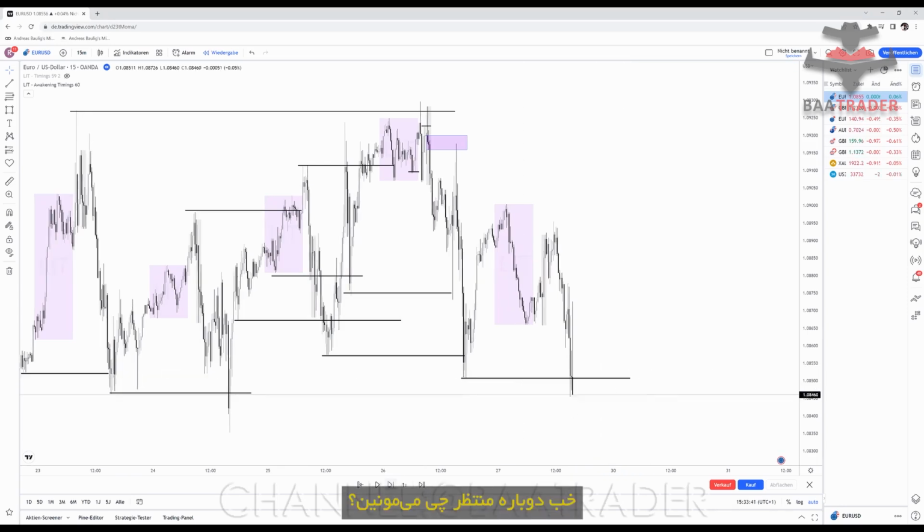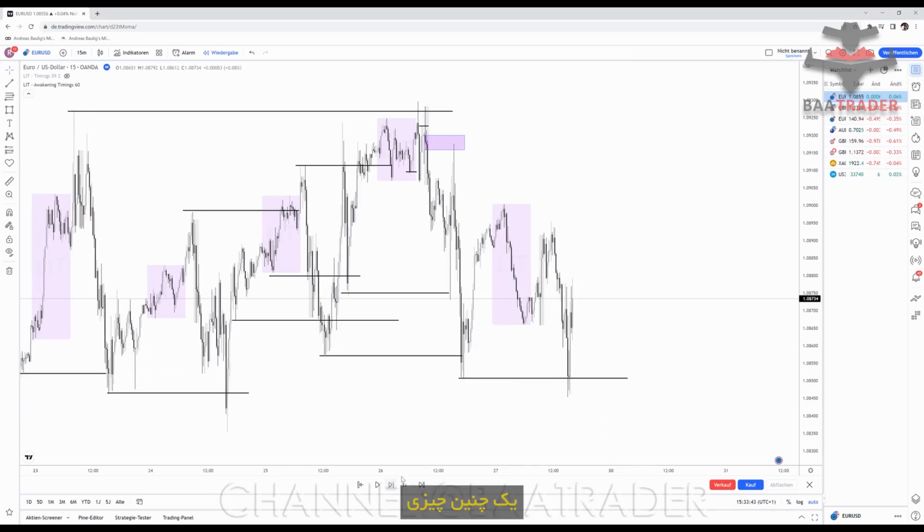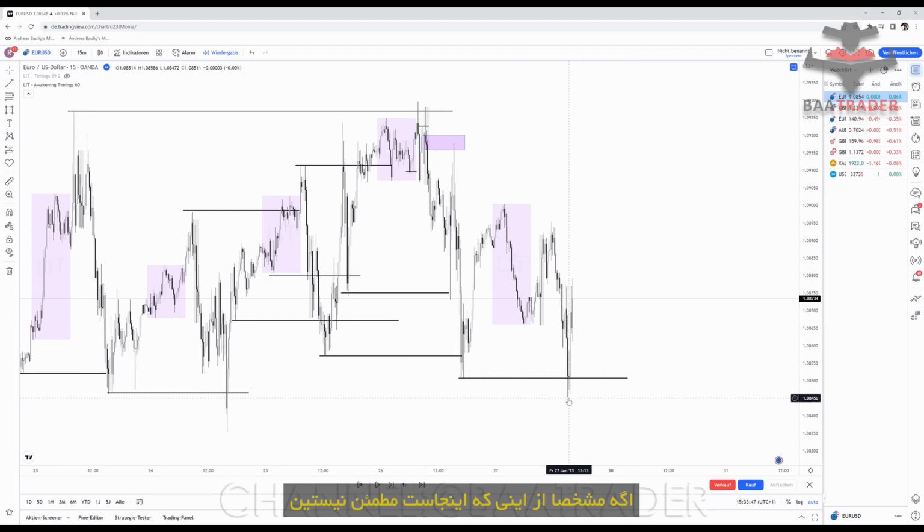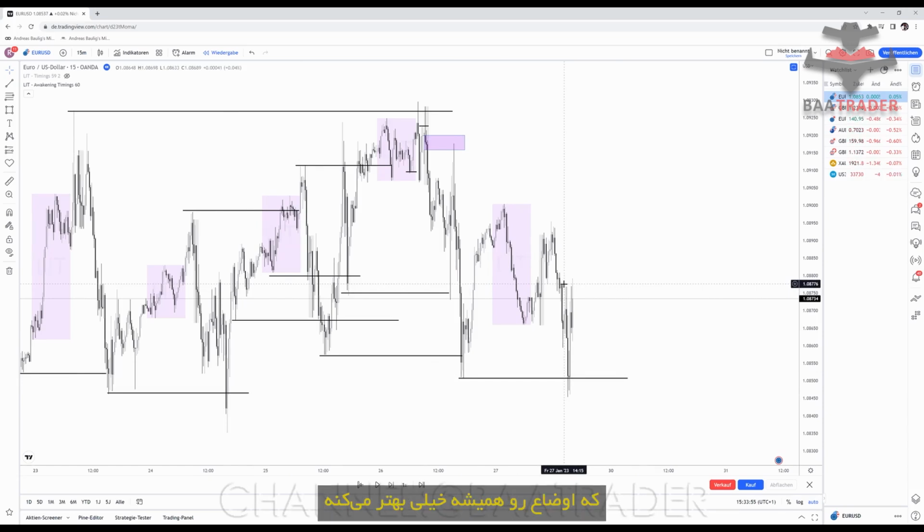So again, you wait for what? Something like that. Again, if you're not specifically sure with this one in here, as you have liquidity targets on here, always expect also some fake Kochs, which makes things always much nicer, right?